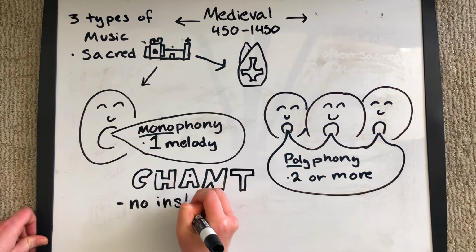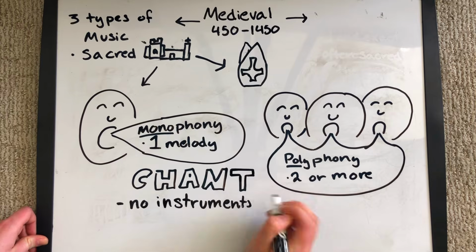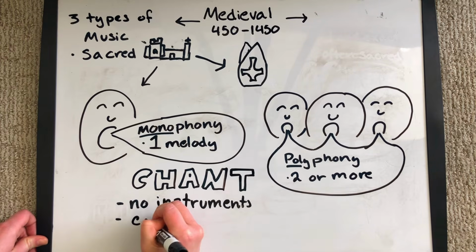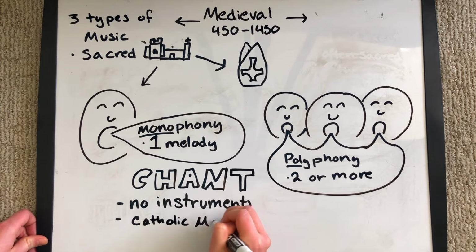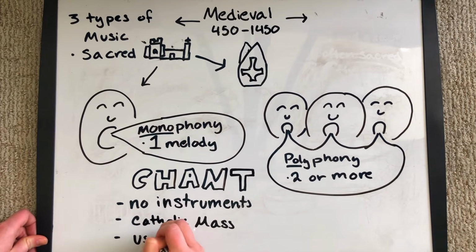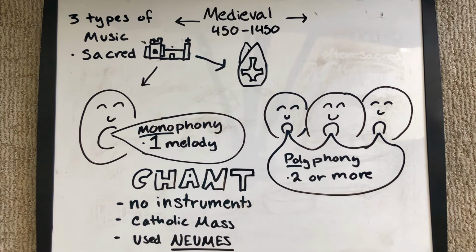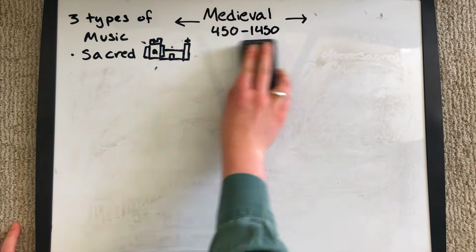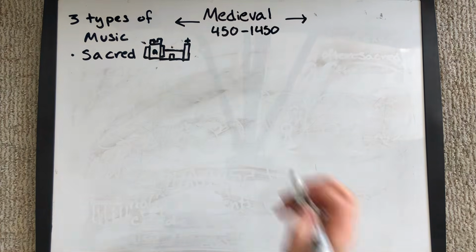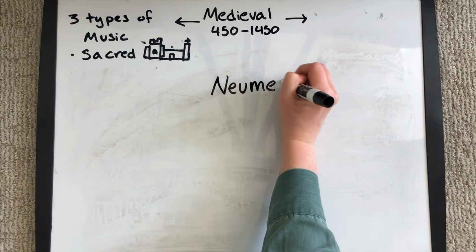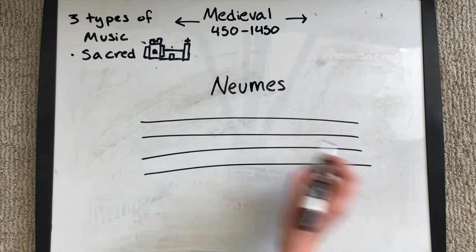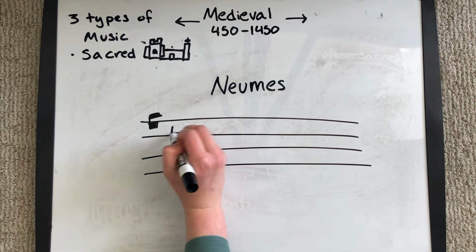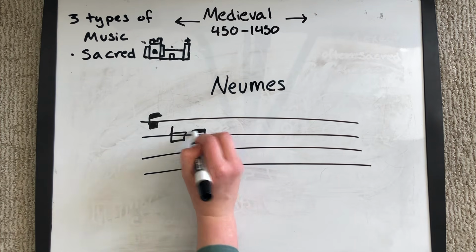Chants had no instruments. They were a part of the Catholic Mass or church service, and they were notated, meaning written down, with something called neumes. Now, neumes are like a very early version of the music notation that we use every day. Not every example of neumes that we have uses lines like this to guide the shapes. Some of them are just shapes.